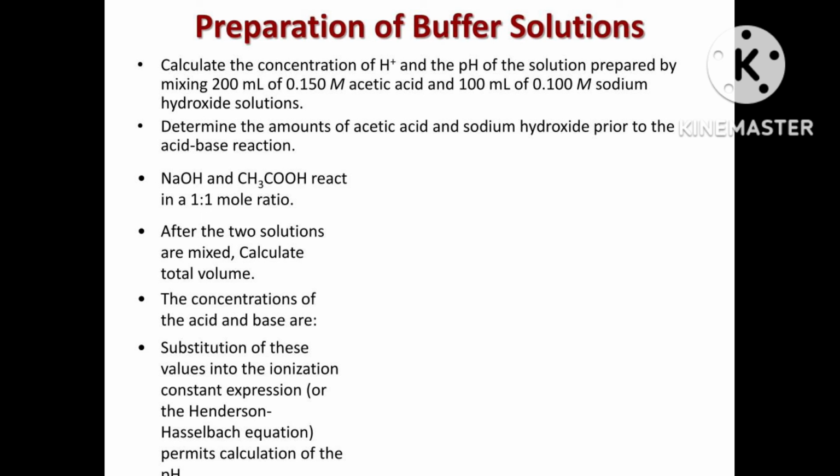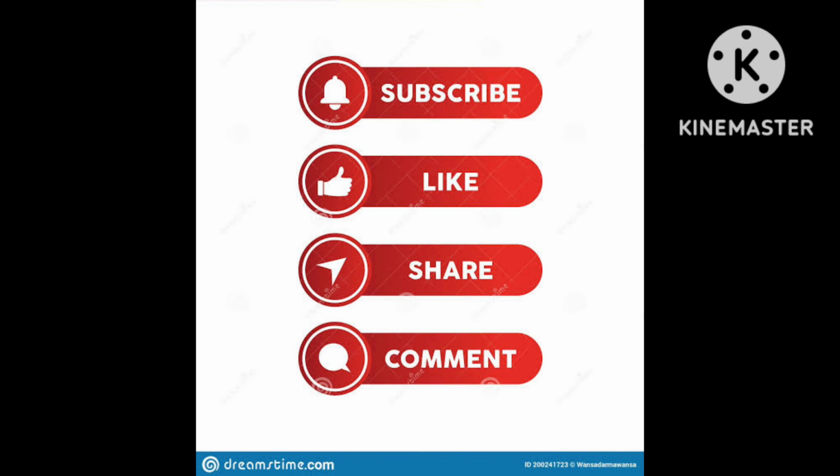The pH of the buffer solution is not affected by dilution, an important point, because the ratio under the logarithmic term remains unchanged. That's why by dilution the pH value will not change.